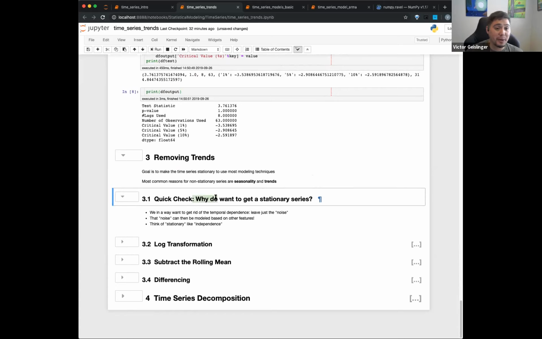So quick check, why do we want to get a stationary series, right? The way I see this is it's a way for us to get rid of the temporal dependence. We just have the noise left. And what's causing that noise? If I were to say, oh, all we have is the noise that's left, what are things that are causing this quote unquote noise? You gotta guess, just in general.